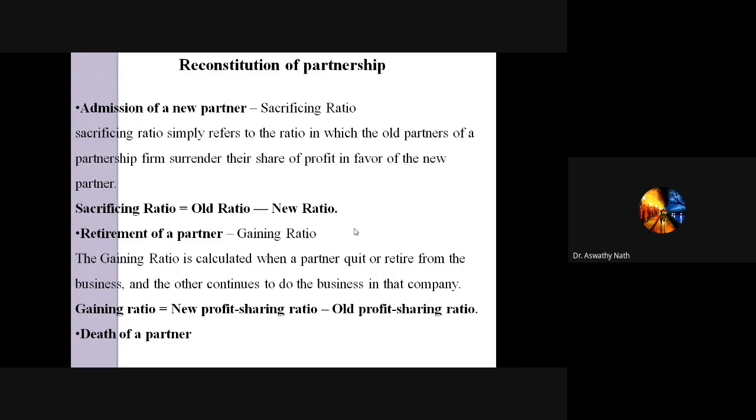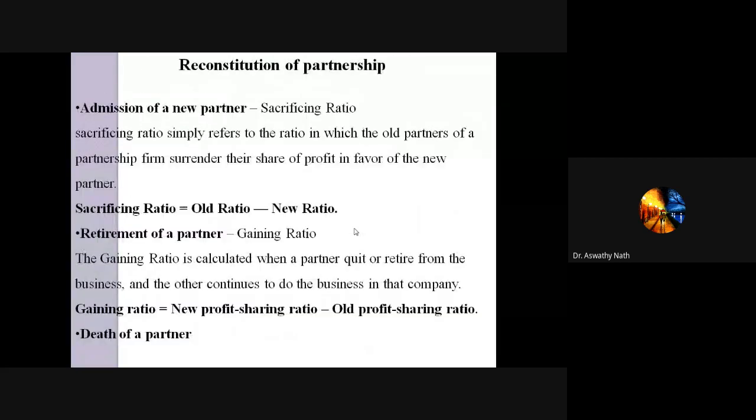Another reconstitution is the case of retirement of a partner. At that time, we have to calculate the gaining ratio. Whenever a partner retires, the existing partners, the continuing partners, will gain a certain portion of profit from the retiring partner. That particular ratio is called the gaining ratio. It is calculated by subtracting the old profit sharing ratio from the new profit sharing ratio.